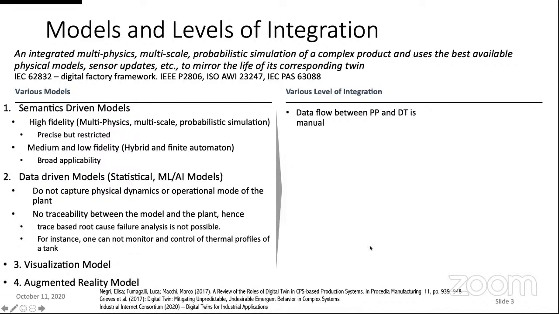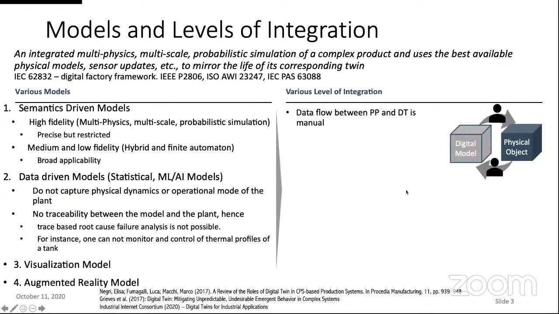Now, with the physical system and the digital twin, there are various levels of integration. The first one is manual, where you have the digital model and the physical object, and the data from the digital model going to the physical object, or the data coming from the physical object and feeding the digital model, are all manual. So that's why it's called a digital model.